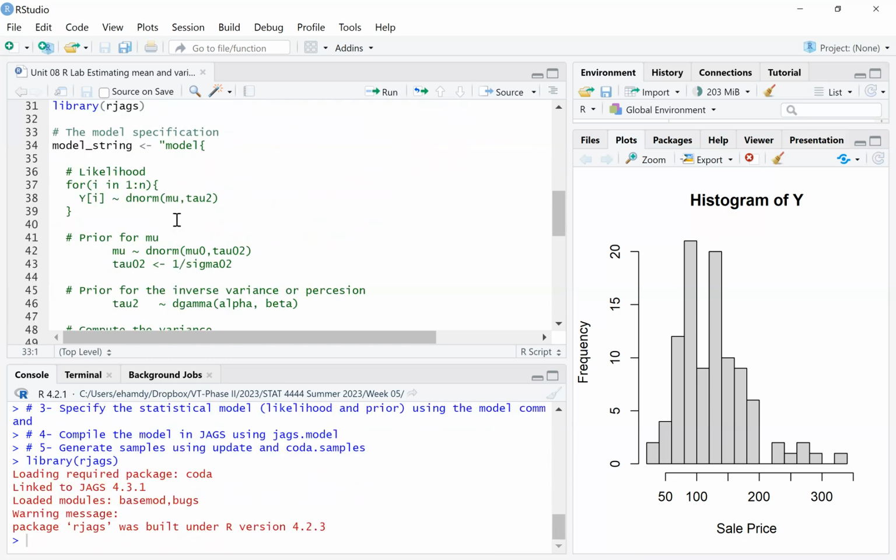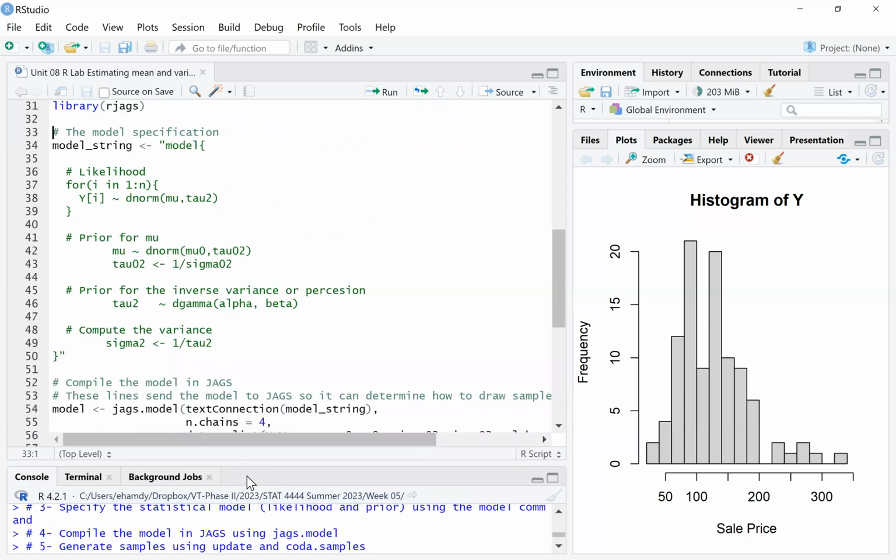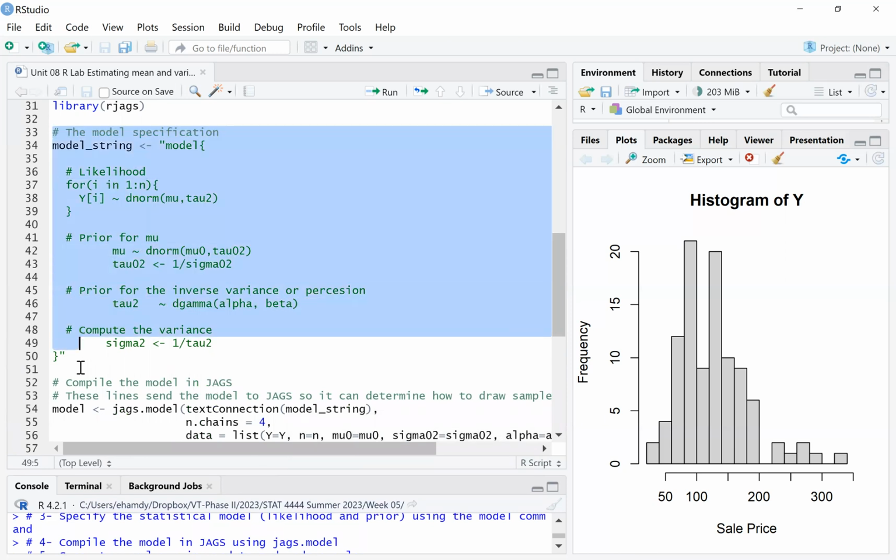And then let's look at the model specification. This is the model specification, or the definition of the model. You give a name for the model, any name, you can change this name. Then between quotation marks, you write the model, open curly bracket, and define the likelihood, or the probability distribution, the data distribution actually, which will be changed to the likelihood. And then the prior distribution.